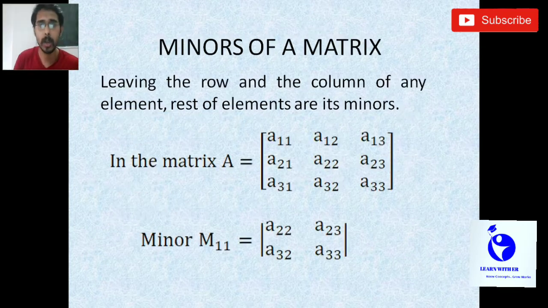Now let us start with minors of a matrix. As the definition says, leaving the row and the column of any element, the rest of the elements are its minors. Now let us talk about this particular matrix. As you can see here, I found out the minor for the first one, M11. Here 11 is the address of the particular element whose minor I have found out. The first one stands for the row, the position of the row, so it means it is in the first row.